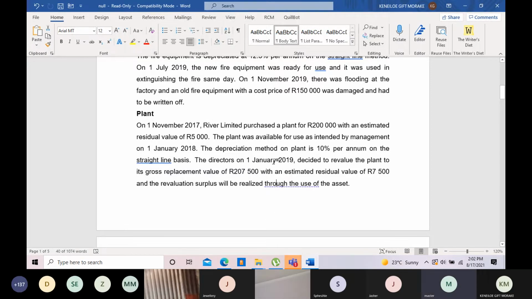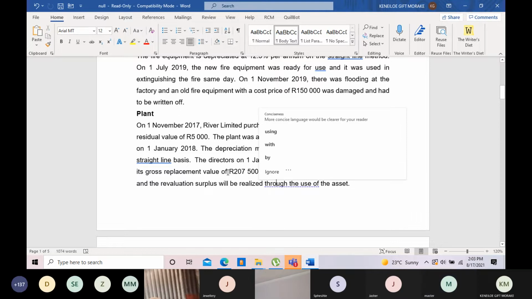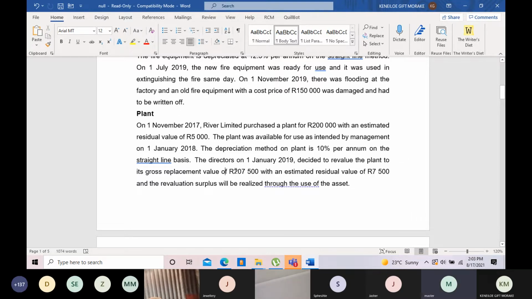They said the directors on the 1st of January 2019 decided to revalue the plant to its gross replacement value of 207,500 with an estimated residual value of 7,500. And the revaluation surplus will be realized through the use of the asset. You see, they said it will be realized.